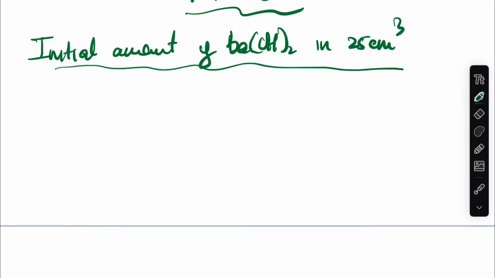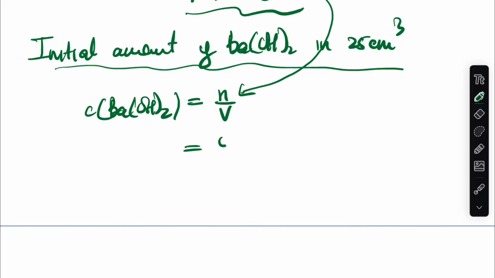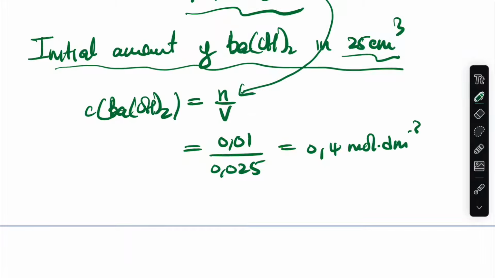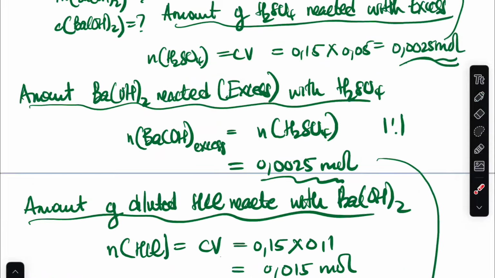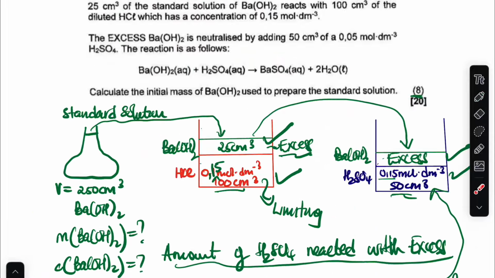So I'm going to calculate the concentration of barium hydroxide, which is equal to n over V, where the number of moles is this one. So it's going to be 0.01 divided by the volume. The volume is 25, and when you divide it by 1000, it's going to be 0.025, and then your answer is going to be 0.4 mole per dm3, right? So this is the concentration that was taken here, with this volume.